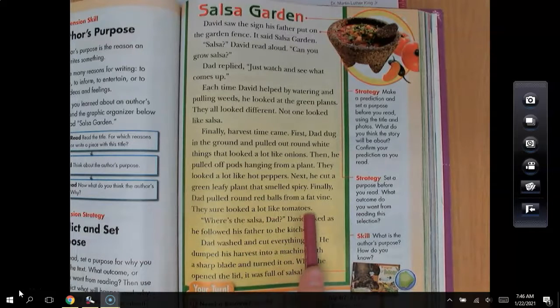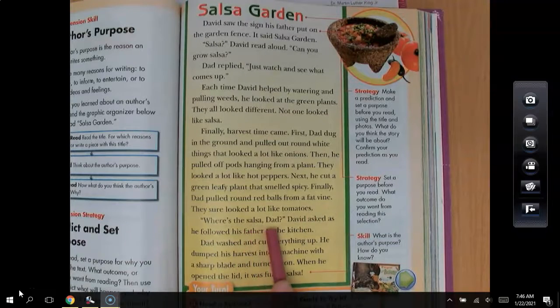I'm going to stop there for a minute. Did you figure out what harvest time was? Yeah, harvest time, boys and girls, is when your plants are ready to be picked or pulled and ready to be eaten. So that's what harvest time is.